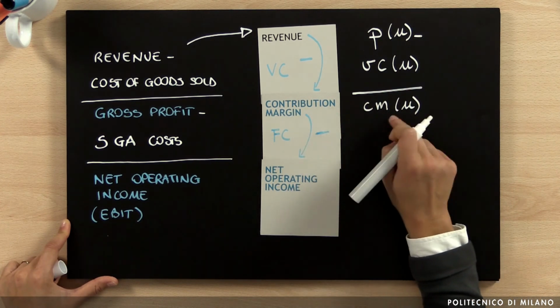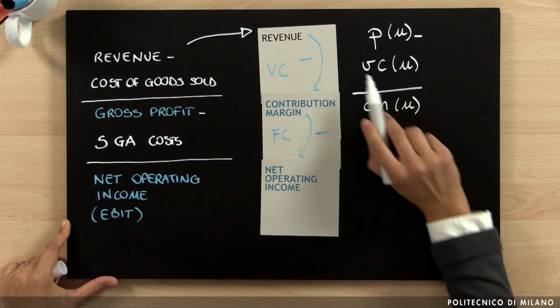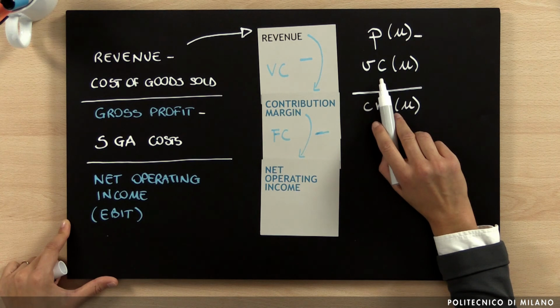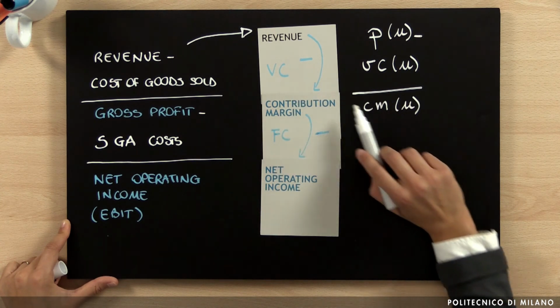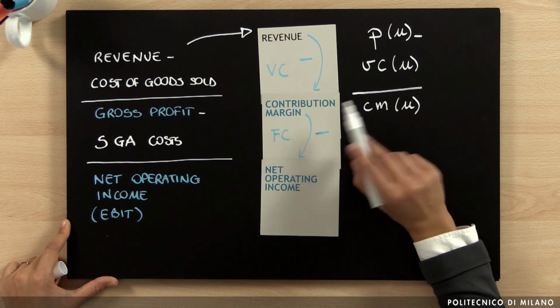If you look at these, they are exactly the same. Basically, if we multiply the price by the quantity, we have the revenue. If we multiply the unitary variable cost by the quantity, we have the total variable cost. While if we multiply the unitary contribution margin by the quantity, we have the total contribution margin.